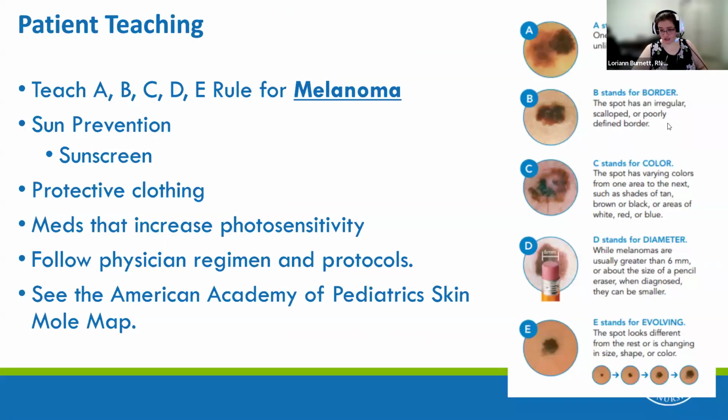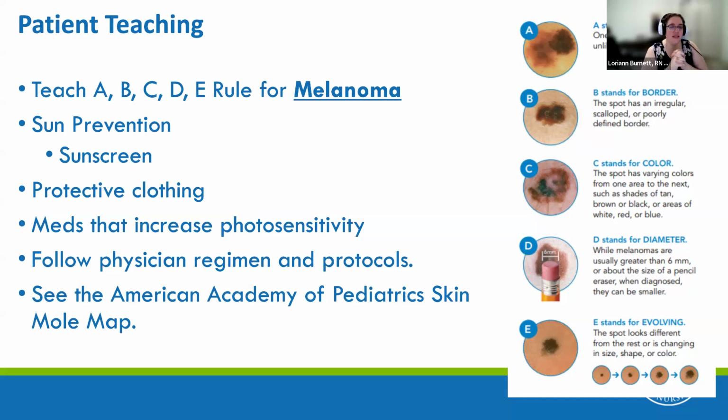So for patient teaching, we talked about our ABCDE. A stands for asymmetry. You have a mole or a freckle that is not equal on the left and right side. That is not a normal thing, so that could be a sign. B is border, a spot that has an irregular border or poorly defined.